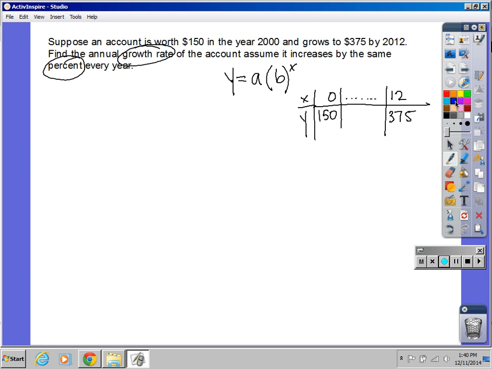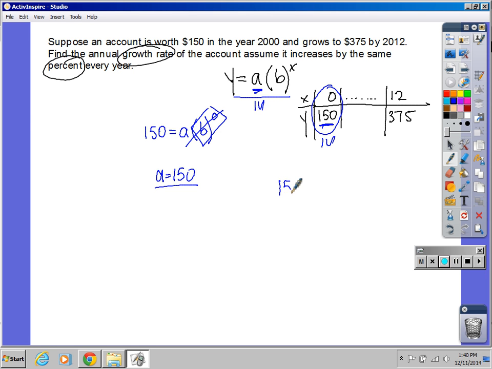So if I substitute my x and y values in here to my equation, I would get 150 equals a times b to the 0. Now that's nice because b to the 0 is always 1, so I end up just getting a equals 150. And that makes sense because I said that here that 150 is my initial value, and that's what this is in the formula, initial value. So all I really have to do is find my multiplier. So if I substitute my 150 in for a, I do not know what the multiplier is, but I do know my x is 12 and my y is 375. I should be able to solve this problem.